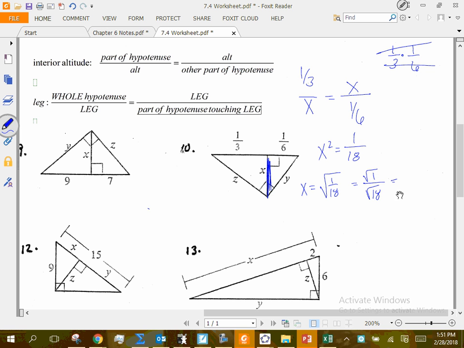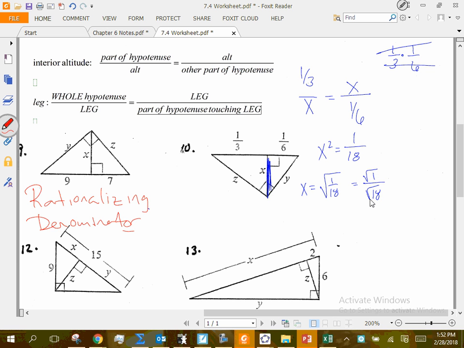Now, I don't like leaving my answers with a radical in the denominator. And you've probably heard this word before. It's called rationalizing the denominator. It's the approach that we use. It's the concept that we use to explain that we don't like this number here to be an irrational number.